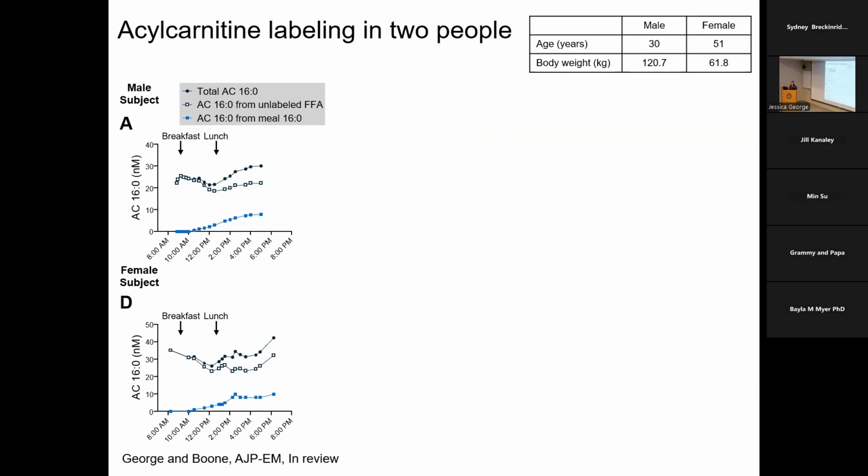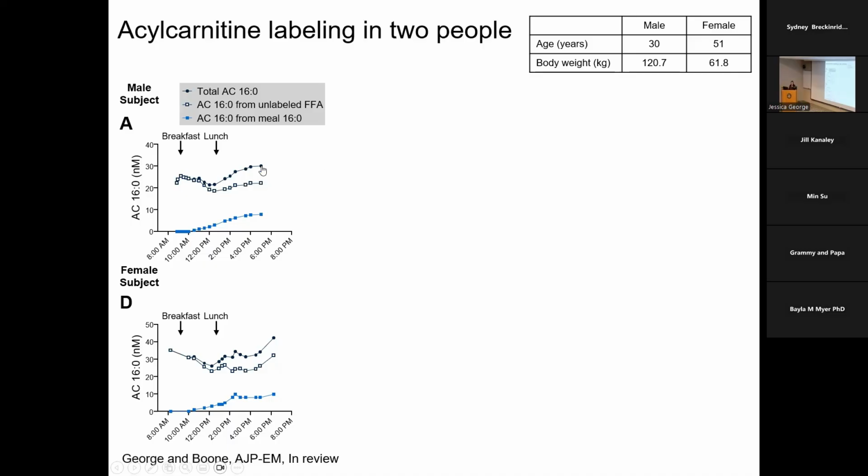Both subjects consumed meals with dietary isotopes, 2 identical meals, that had 65% fat and provided 45% of energy needs per meal. And so we have acylcarnitine concentration on the y-axis across time. And the dark closed circles are the total acylcarnitine concentration, which is comprised of the unlabeled in the open squares, and then the acylcarnitines that are a result of the labeled fatty acids that we fed in the meal. And those are the lighter blue closed squares.